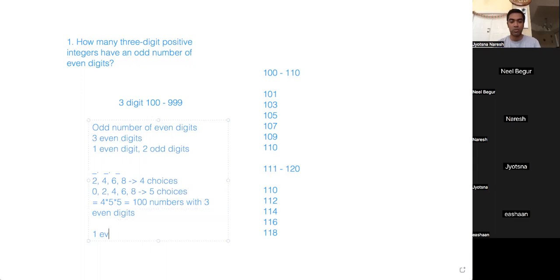Now let's look at the next one. 1 even digit and 2 odd digits. How many ways are there to do this? So let's do an assumption of it's going to be an even followed by an odd followed by an odd. We know it could also be odd, even, odd, or it could be odd, odd, even. So let's take the first case. If it's even, odd, odd, how many choices are there for the first even number?